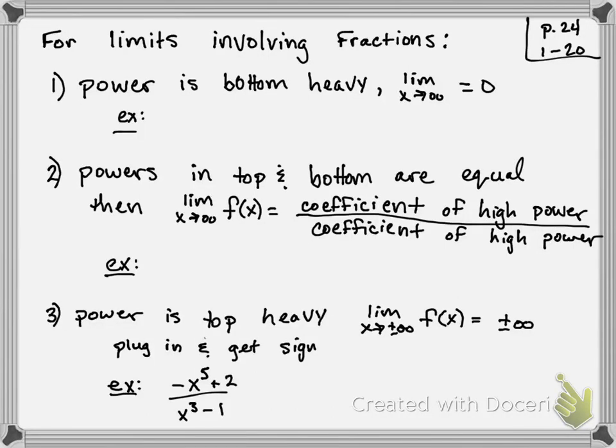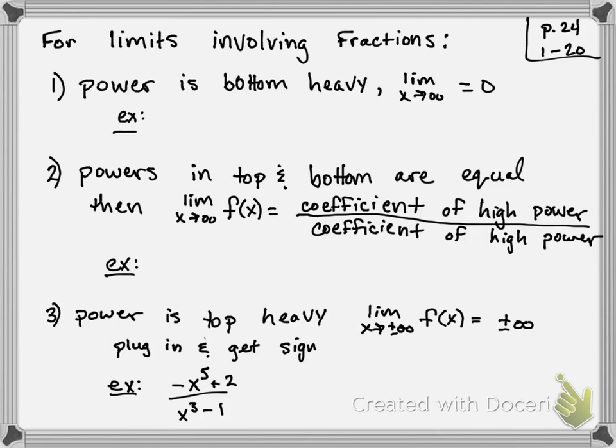Talking about limits involving rational functions. All a rational function is a fraction. So you have some kind of limit of a fraction. There are three things you need to look for. First, either the highest power is in the bottom, so it's bottom heavy. These are for limits that go to infinity. If it's bottom heavy, then your limit is going to go to 0.